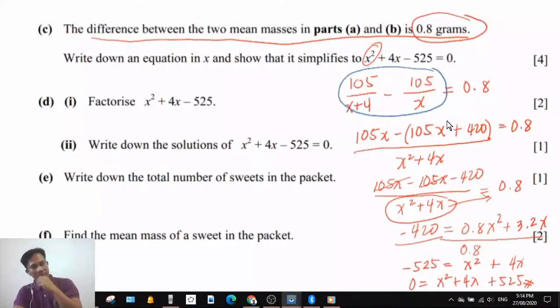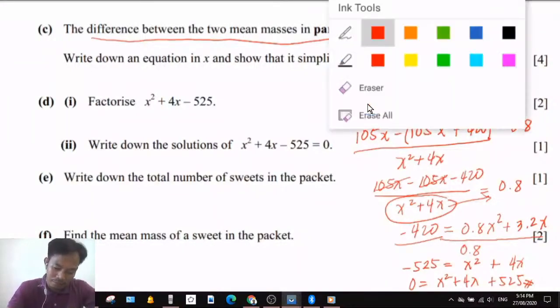Okay. The problem in my working, guys, is that I need to interchange this one. You notice the denominator of 105 over x plus 4 is x plus 4, which is bigger than the other one. So this 105 over x needs to be first, then minus 105 over x plus 4. So let's have a quick change of that.